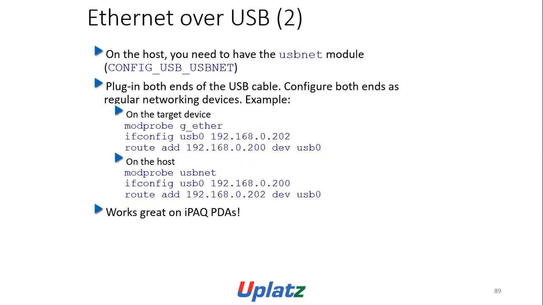Ethernet over USB, part 2. On the host OS, you need to have the USB net module, CONFIG_USB_NET. Plug in both ends of the USB cable and configure both ends as regular networking devices. Example on the target device: modprobe g_ether, ifconfig usb0 192.168.0.202, route add 192.168.0.200 usb0. On the host OS: modprobe usbnet, ifconfig usb0 192.168.0.100, route add 192.168.0.202 usb0. This works great on iPAQ PDAs.